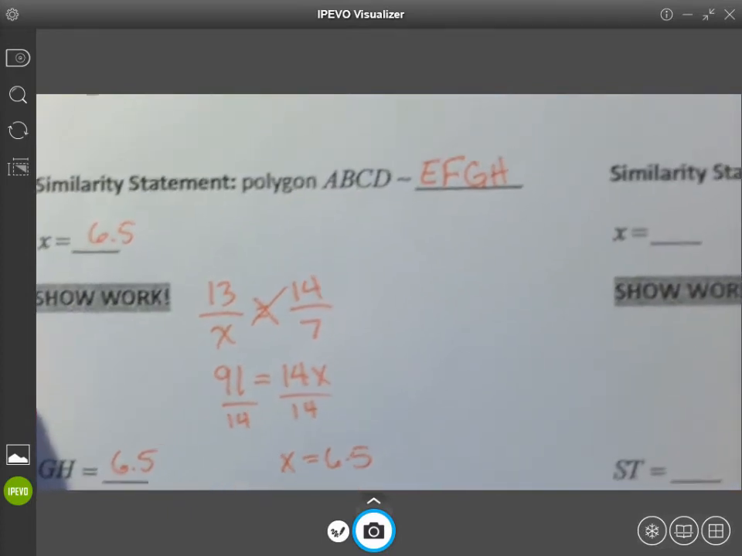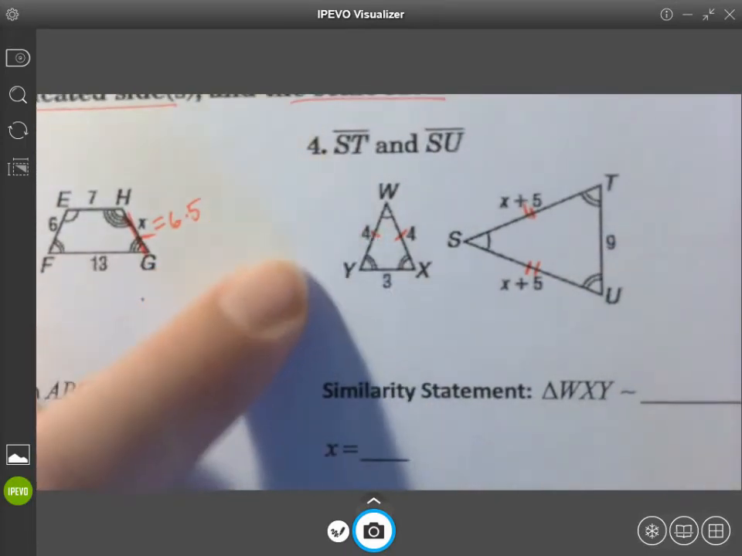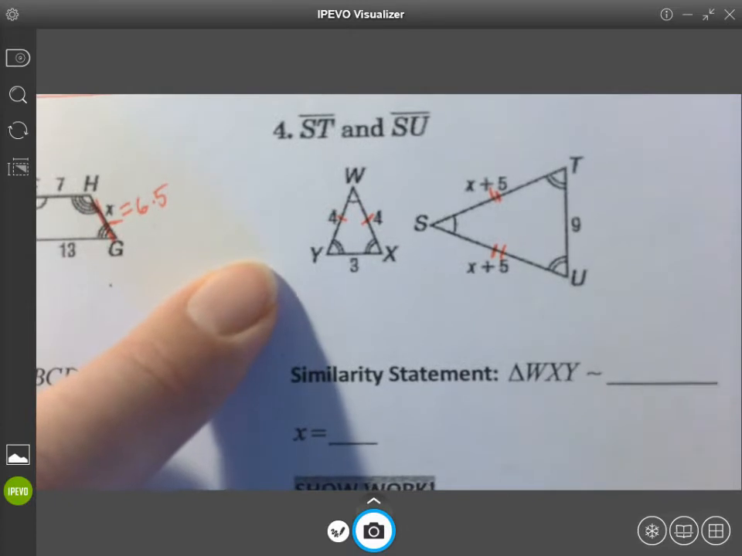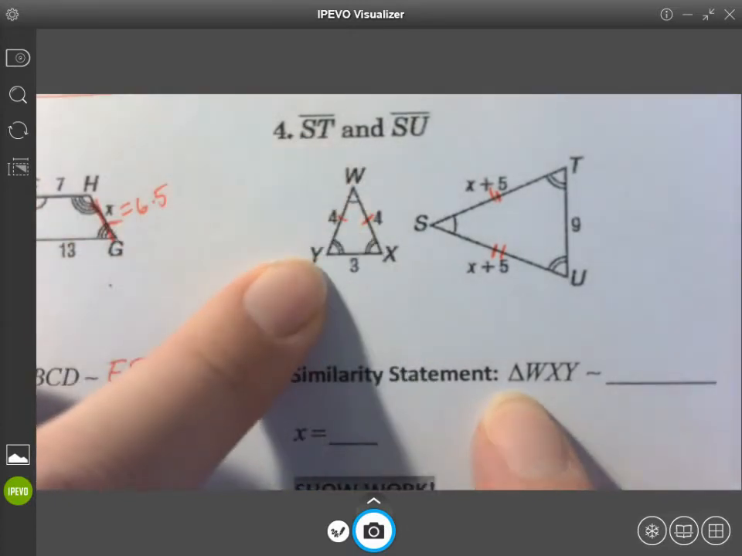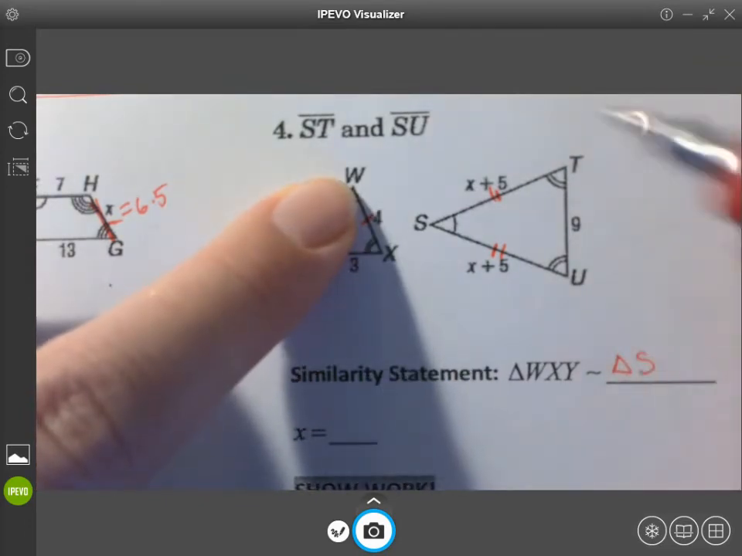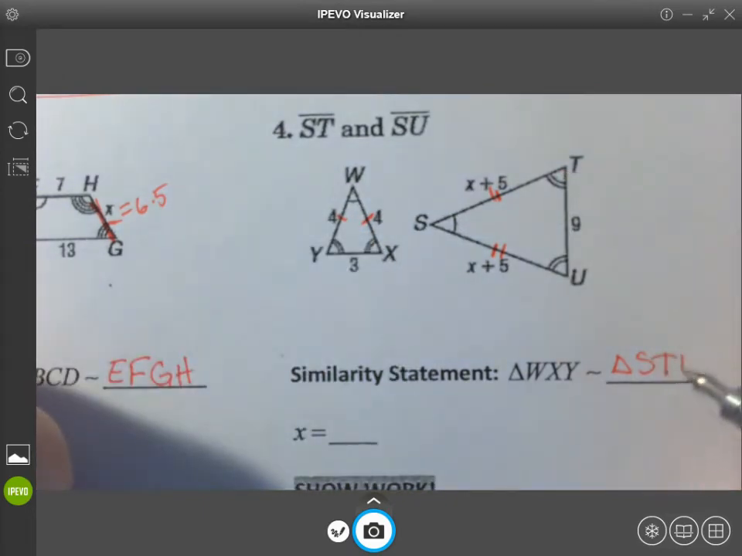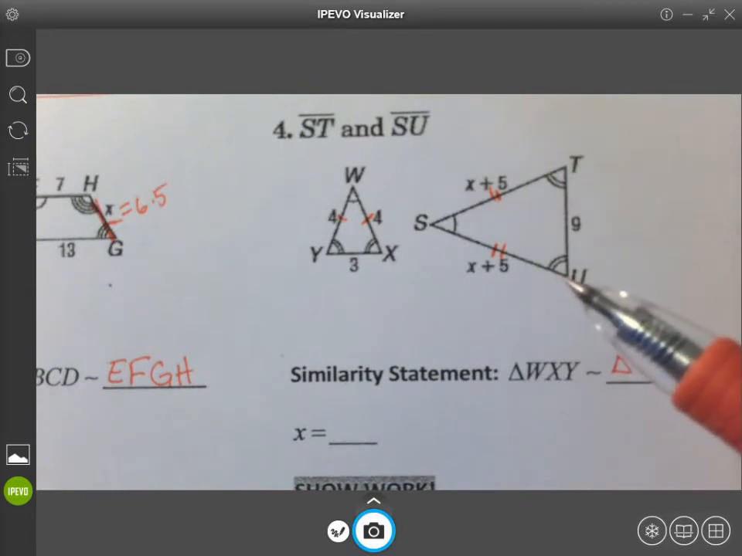There's a little bit more to it. We need to find ST and SU. We know that these are similar. So triangle, so here's your triangle symbol, W to XY. Triangle, okay, W goes with S. Then they came to the left, so STU. Now, when I go to find this, I have more information than I need, okay?